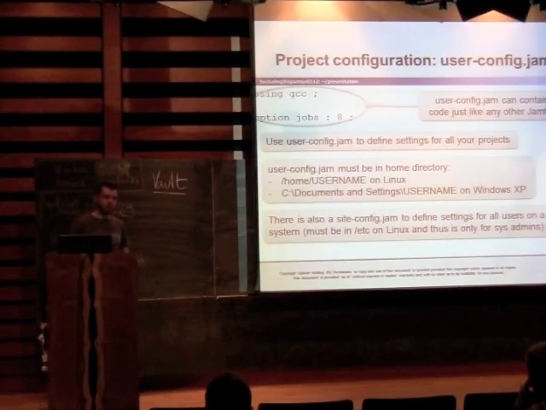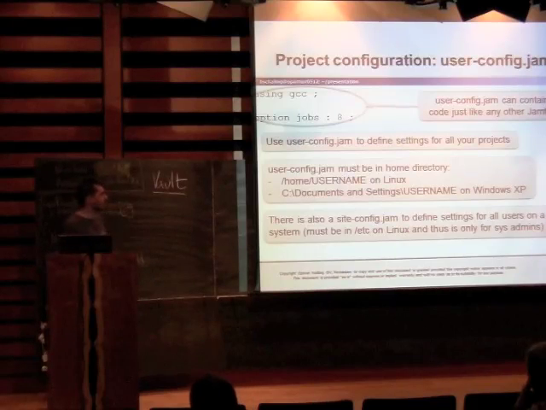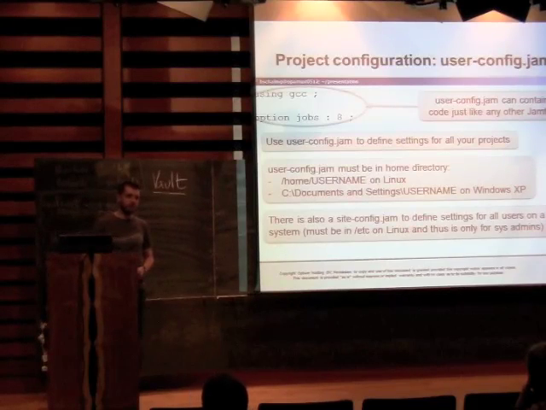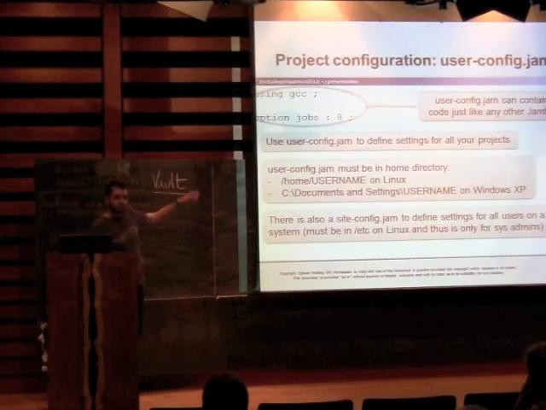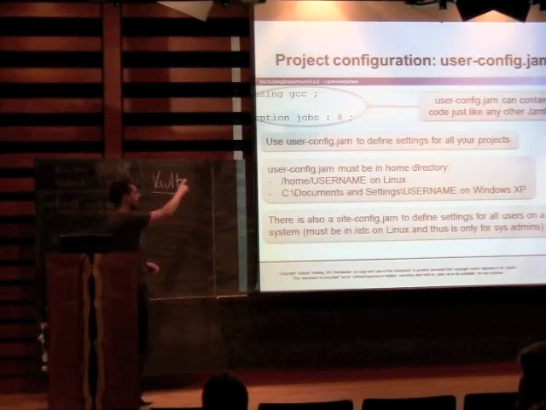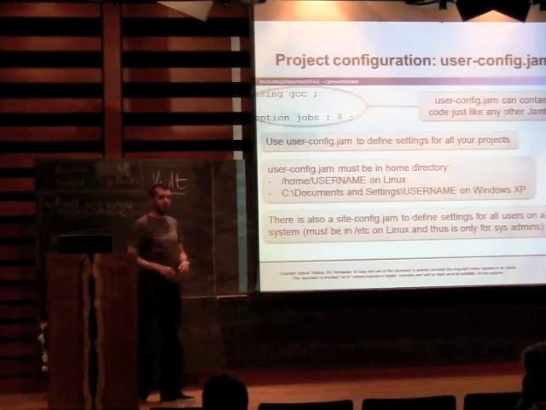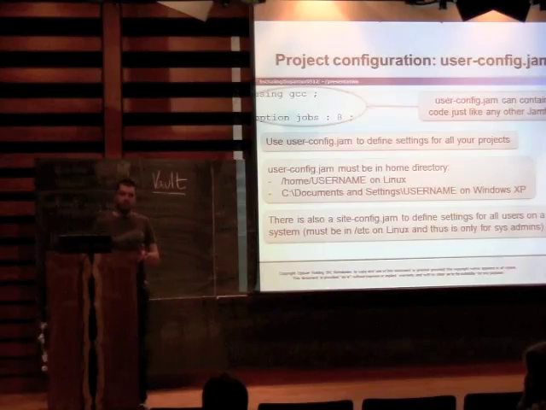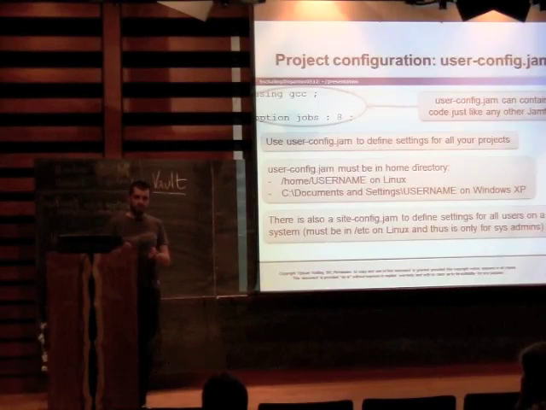Now, what can we put, for example, into our user config jam file? I just mentioned that we have two configuration files. The one is used for user settings, the other one for system settings. And here's an example for a user config jam file. We can put, for example, something like using gcc into the jam file, which means that when we run bgem, bgem assumes that we want to use the GCC compiler by default. And we can put in something else like option jobs and then this 8, which again means that when we run bgem, bgem will start 8 processes.